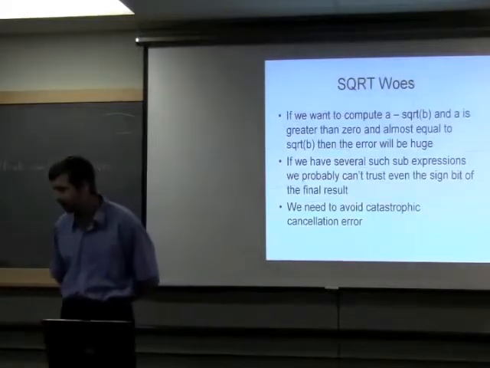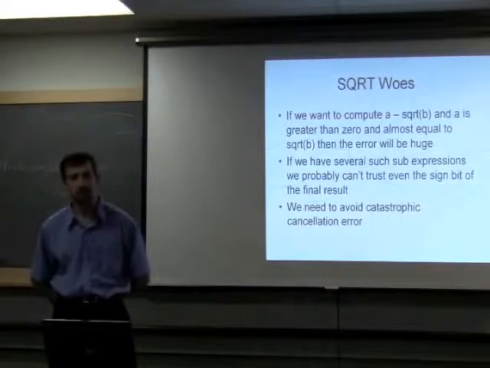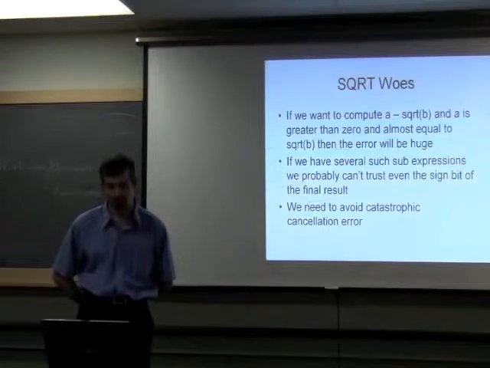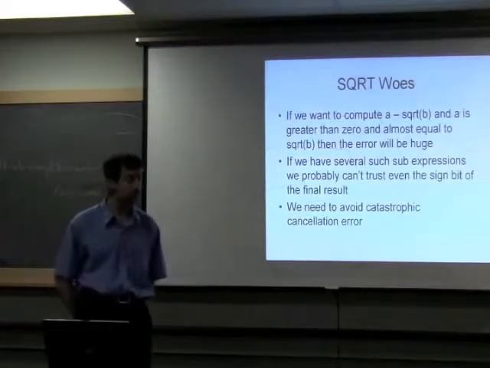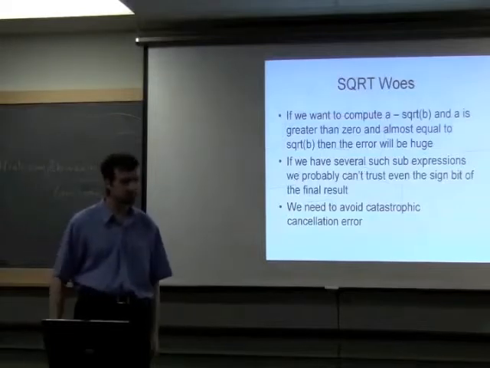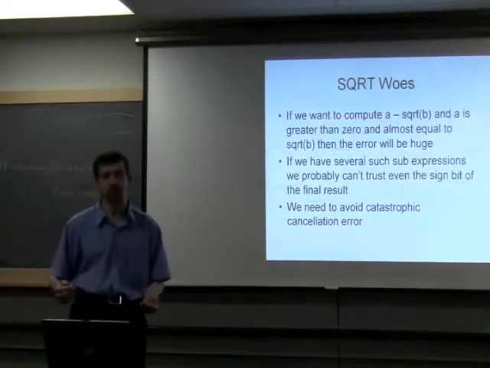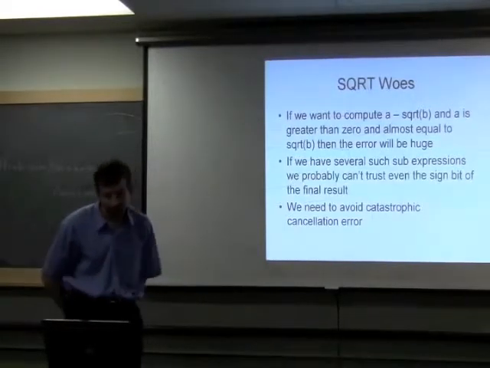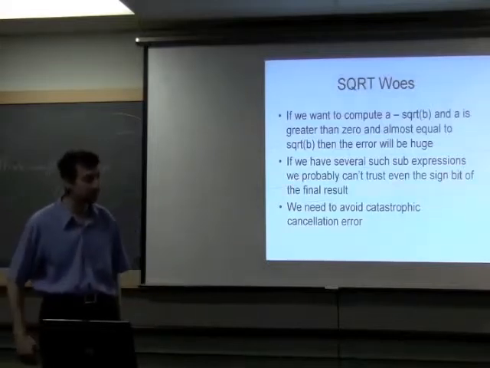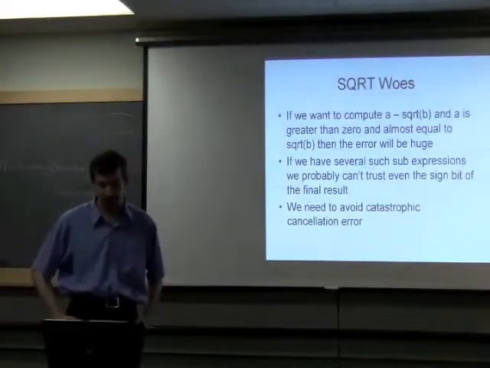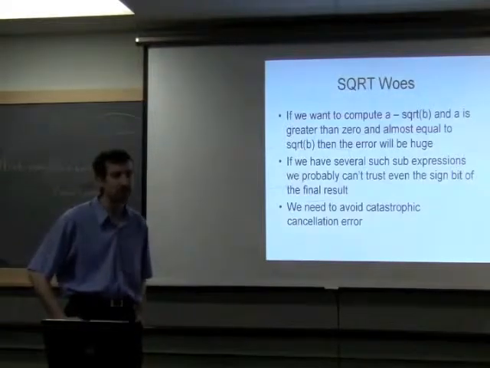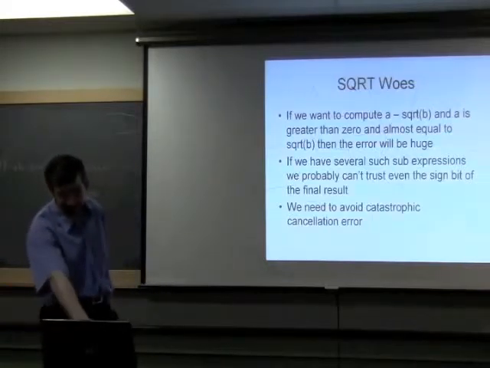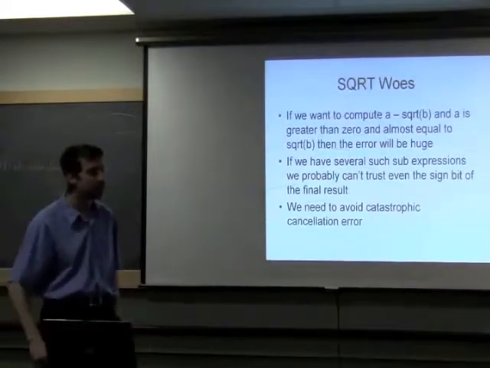So, as I was mentioning, we're not done just because we know how to do lazy exact and compute error bounds, because of square roots. So if we want to compute a minus square root of b, and a is greater than 0 and almost equal to square root of b, then the error will be huge. And we can't just say, oh, the error is too big, we'll recompute it with infinite precision. I mean, there is infinite precision square root. You can keep expanding it to larger and larger, but it gets pretty complicated. And you don't really know when you're done. At what point do you say, okay, they really are equal? Because you can just keep expanding. In this case, it's a, but if there were square roots on the other side.